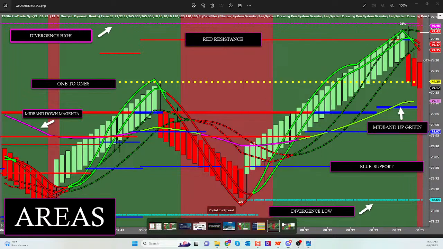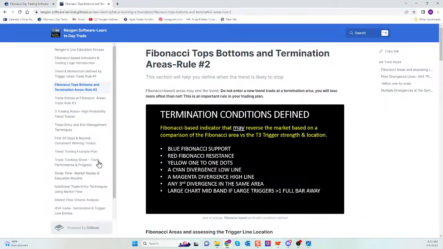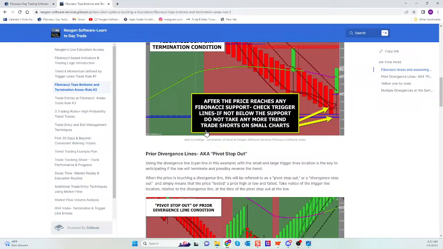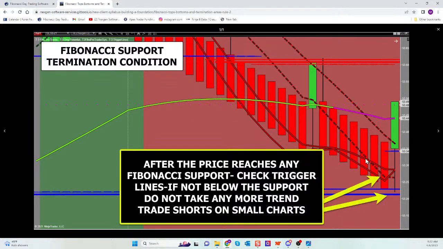And guys, this is a great picture for you new users learning the areas. A little guide. Termination conditions are found by a comparison between the trigger lines and the areas. And it's really just a two-part process. Price reaches an area, whether it be support, resistance, divergence lines, 1-to-1s, those price bars come down and get to it. And all you have to do is ask yourself, where are the trigger lines? And if the trigger lines remain above the area of support, this is an area that has the potential to stop the market. You no longer have the advantage of a clear path. Rule number 2 is not met.